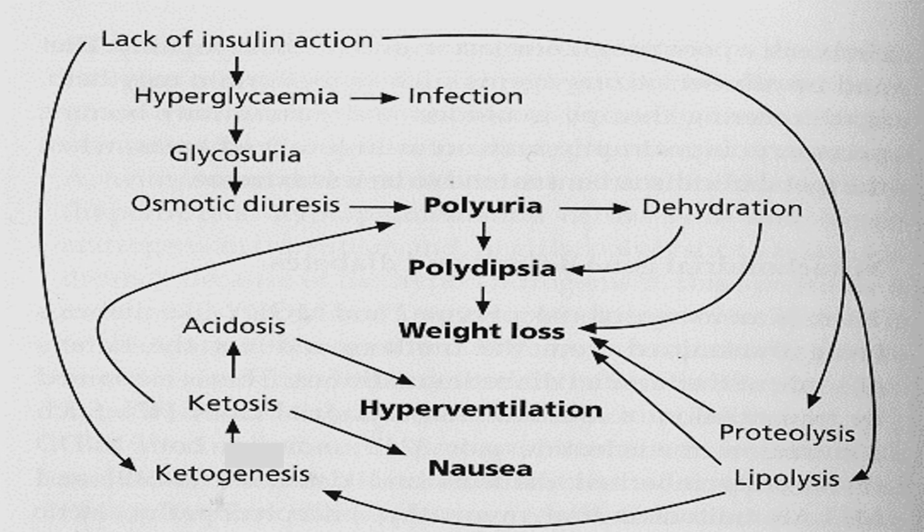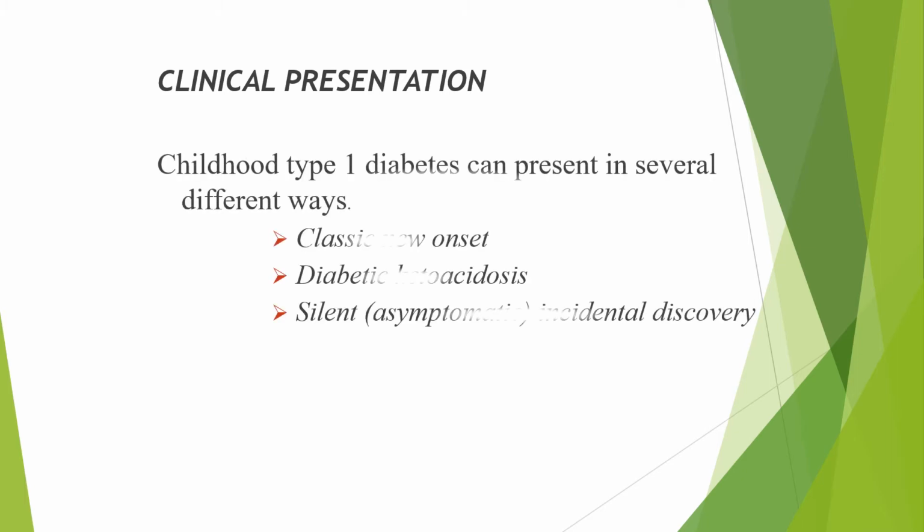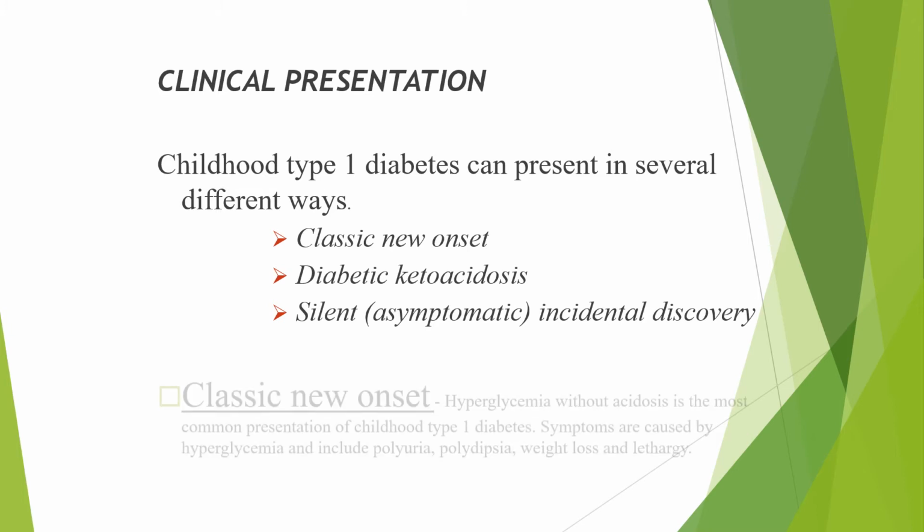So the basic thing that happens in type 1 diabetes is lack of insulin, which causes lack of insulin action, and it ends up in weight loss, polyuria, polydipsia, acidosis, and all clinical manifestations of type 1. When we see the clinical presentation of type 1 diabetes mellitus, children with type 1 diabetes can present in several different ways. They can present as a classic new onset type 1 DM, and 20 to 40% of them may present as diabetic ketoacidosis, and the rest is incidentally discovered. So we call them silent or asymptomatic type 1 DM.